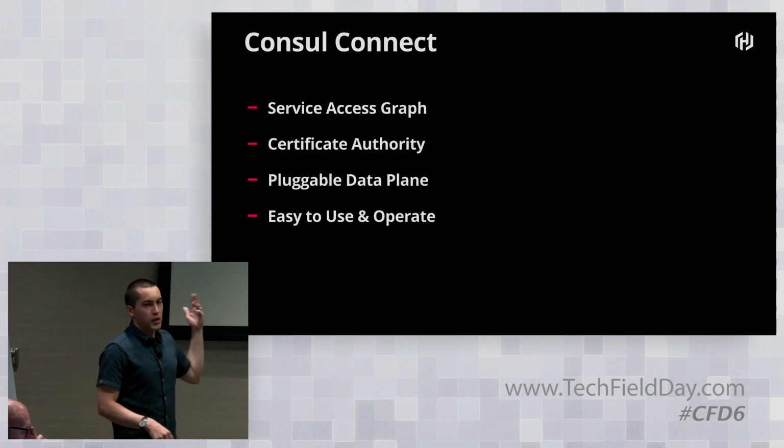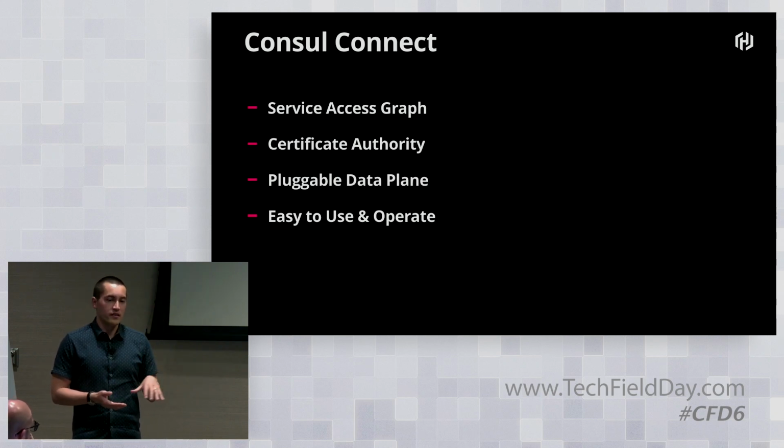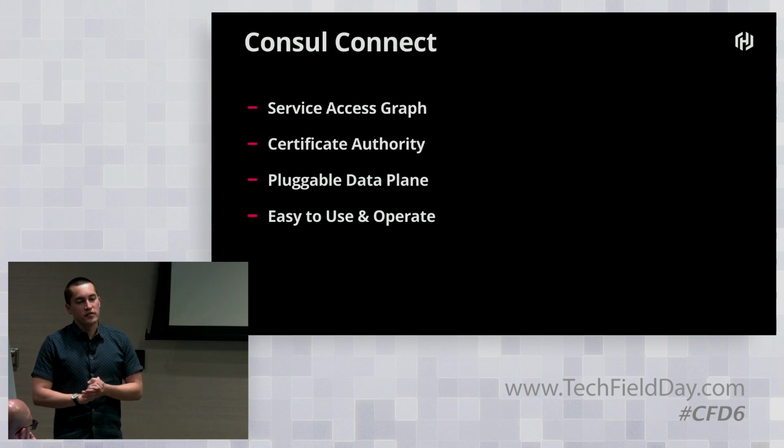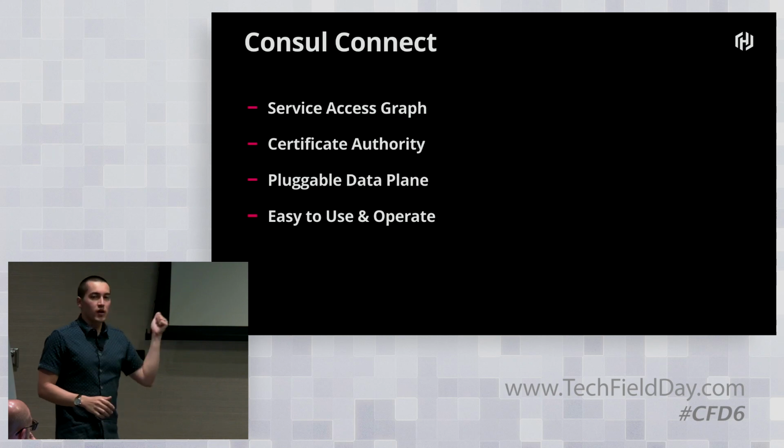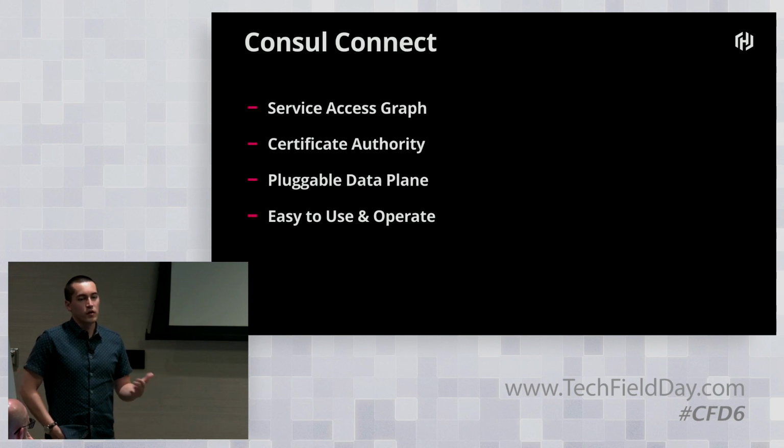And then finally, it's a pluggable data plane. Connect is a control plane solution. We don't want to be the proxy. We don't want to be in the business of writing actual proxies and load balancers and so on. So that's a pluggable API. We integrate first class with Envoy. We also have integrations with HAProxy, and we're talking to other vendors, such as F5 and others, to integrate directly with them to make this all work.